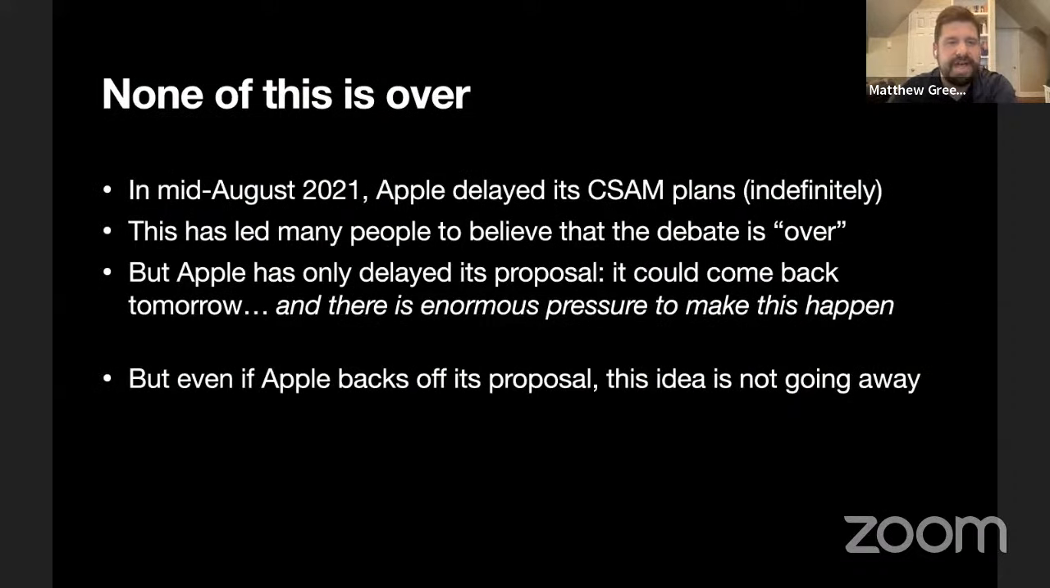Okay, nearing the end here. What I want to say is two things. The first is that none of this is over. Apple has delayed its plans to deploy these systems, and Apple is a leader, so what they do will tend to influence the industry. But there are other people who are considering this as well.